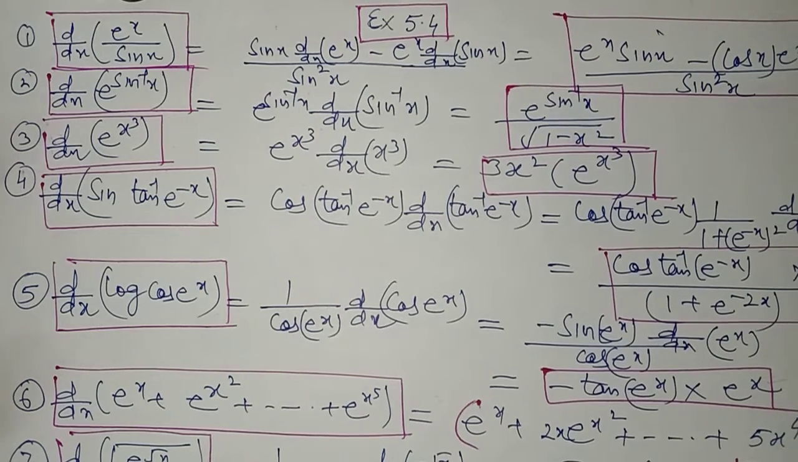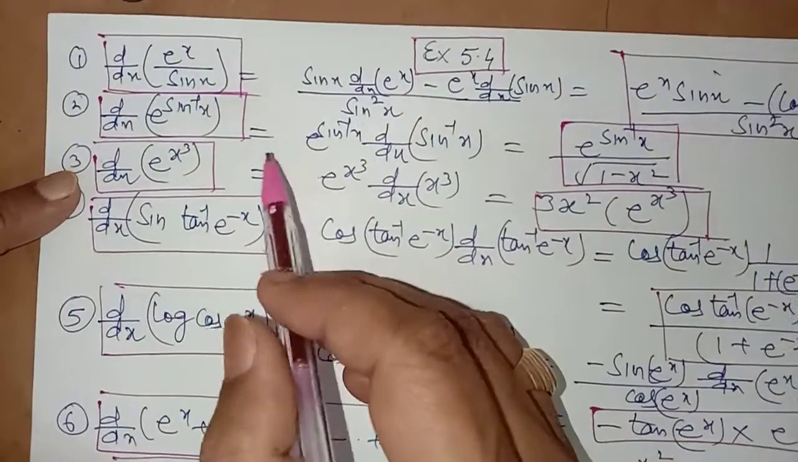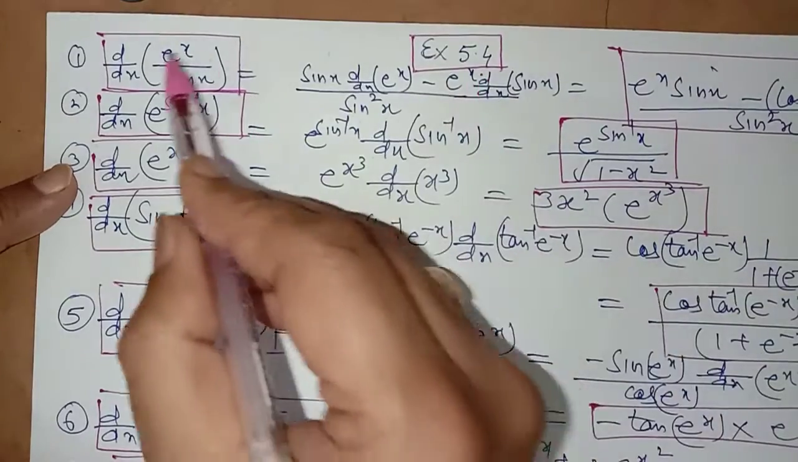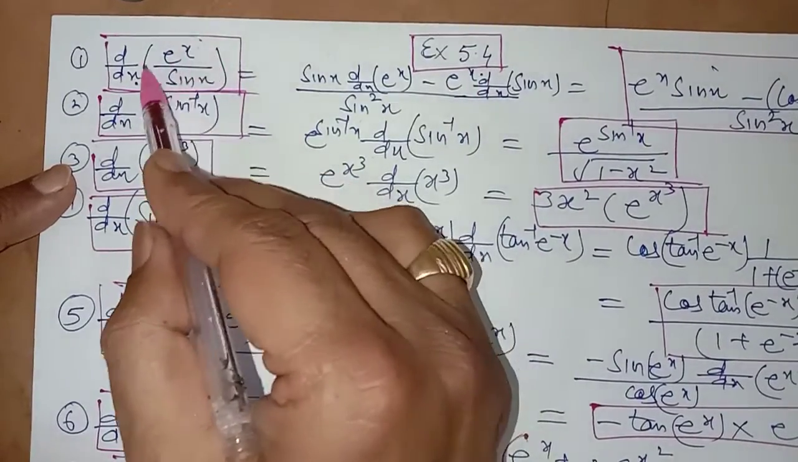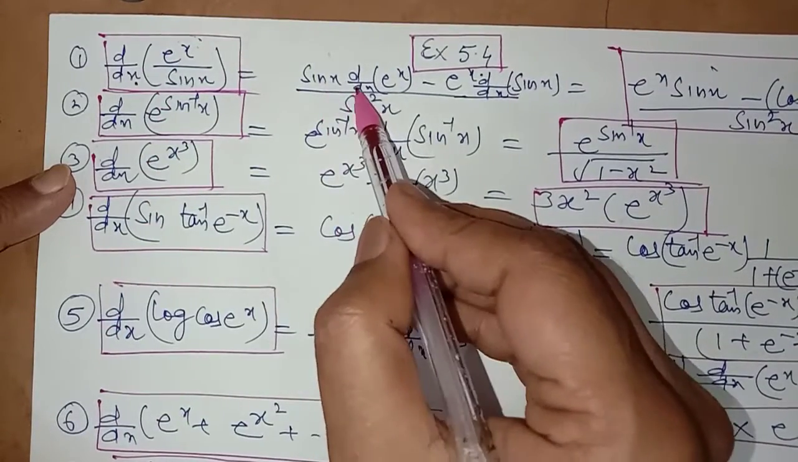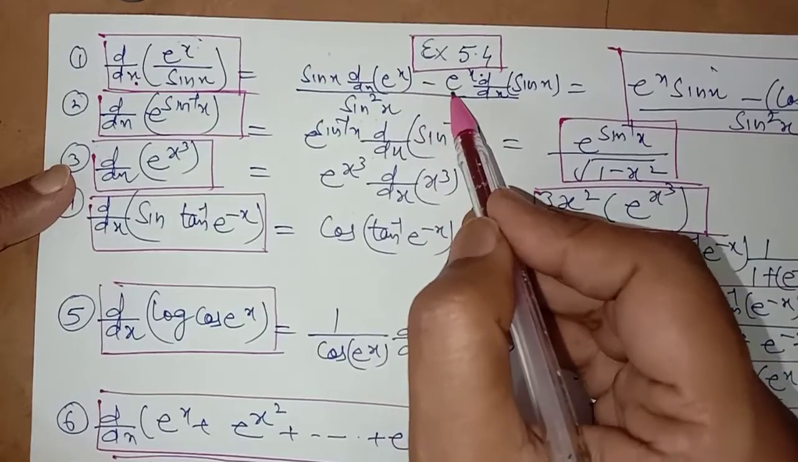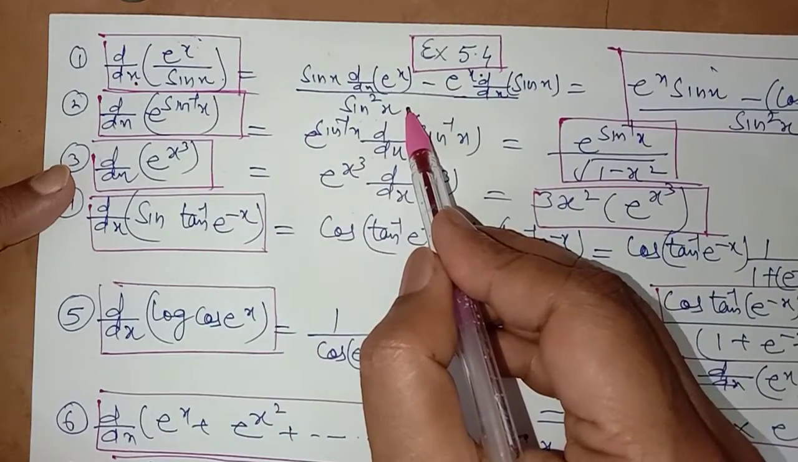Now in 5.4 we have a very simple exercise in which we have the quotient rule, or the derivative of composite functions. See question number 1 of exercise 5.4. You have to differentiate e raised to power x upon sine x. So you have to use the quotient rule: square of the denominator, derivative of the numerator minus numerator, derivative of the denominator. This is the simple quotient rule. We have to use it here.